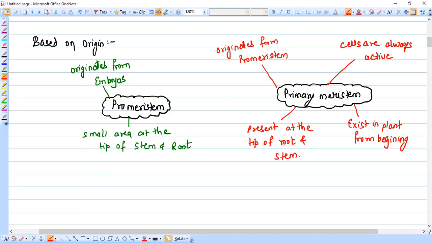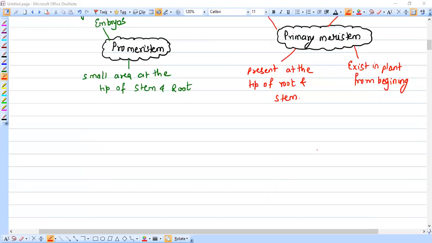So at the tip of root and stem, what you're going to get? You're going to get this. So remember this. This becomes the most important part here. It is present at the tip of the root and stem. It exists from the beginning. This is primary meristem. After primary meristem, we have the third one that is called secondary meristem.